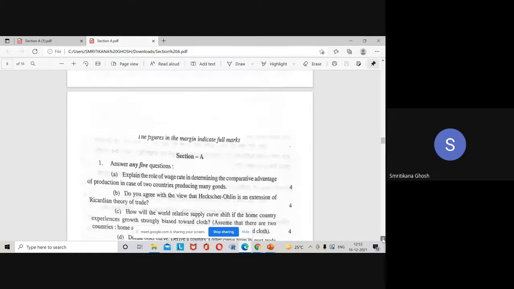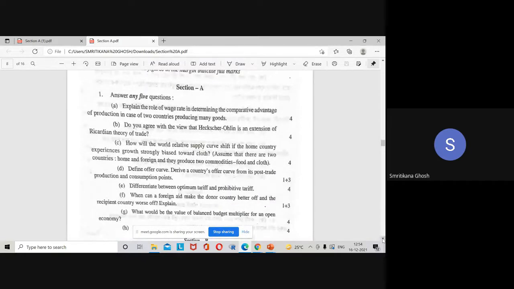And the rest of the questions, this is not. Explain the role of wage rate in determining the comparative advantage of production in case of two countries producing many goods. What is the question actually asking?